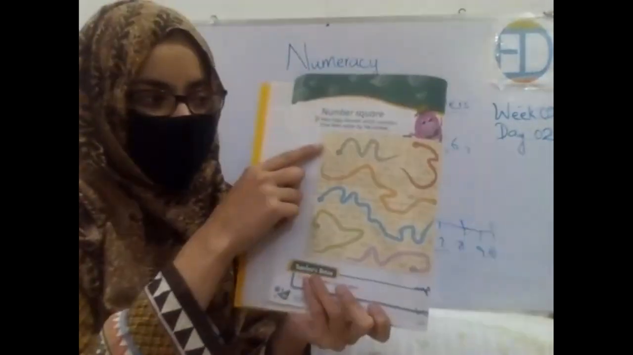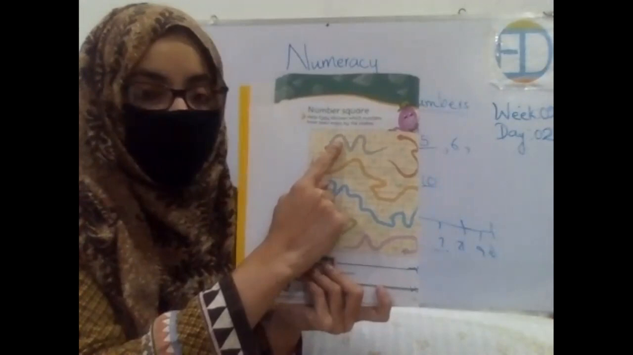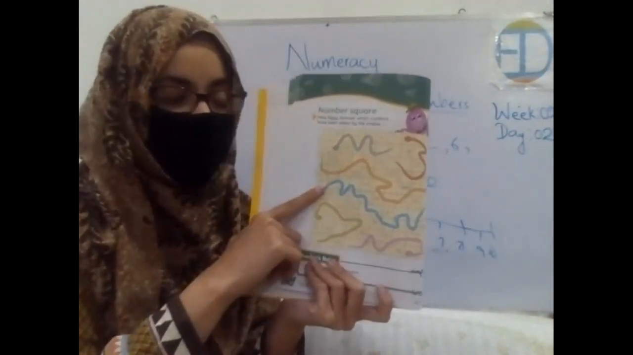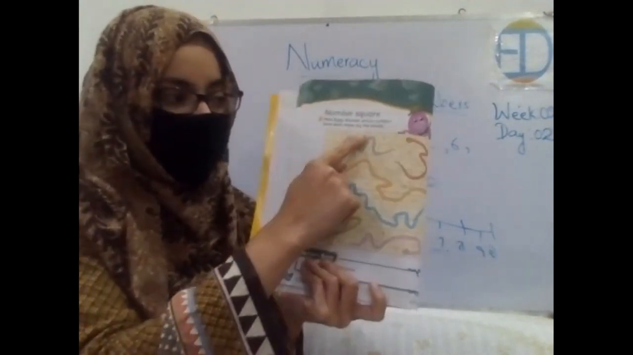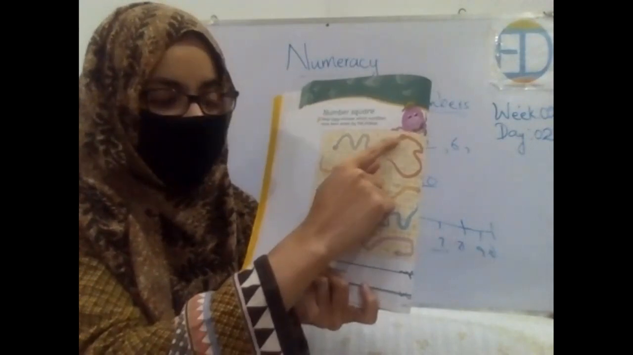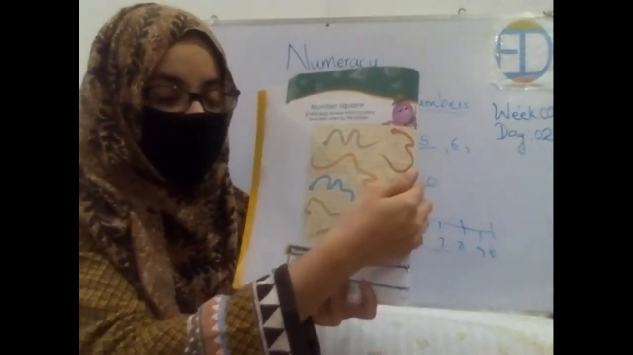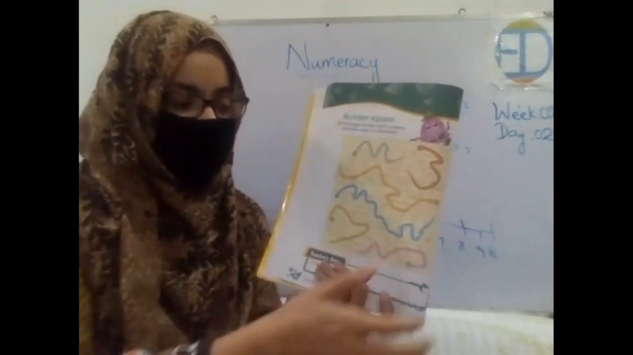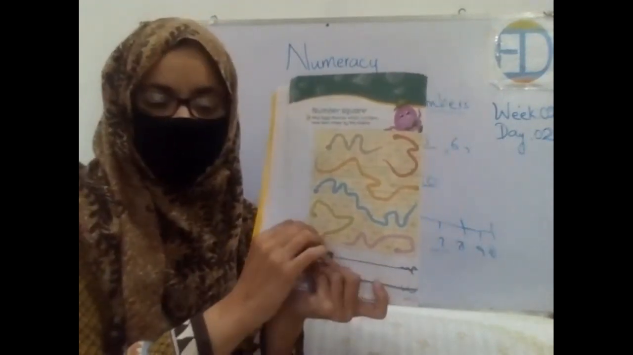So let's start from there. 1, 2, and what comes after 2 or what comes in between 2 and 4? It's number 3. Great. Then 4, 5, 6, 7. Then which number will come over there? 8. Great. Then 9.